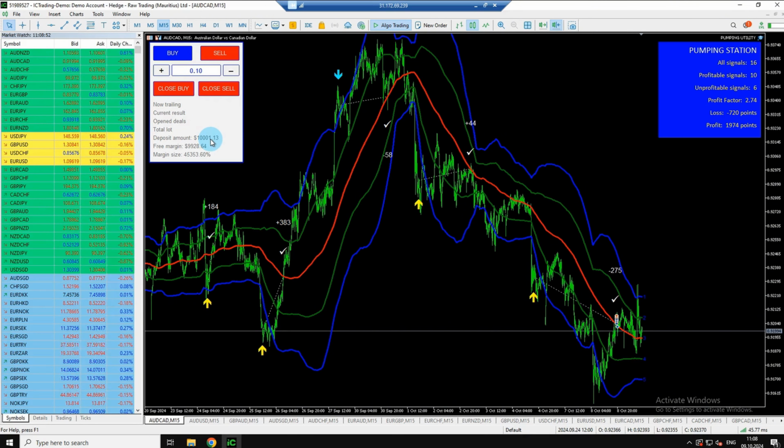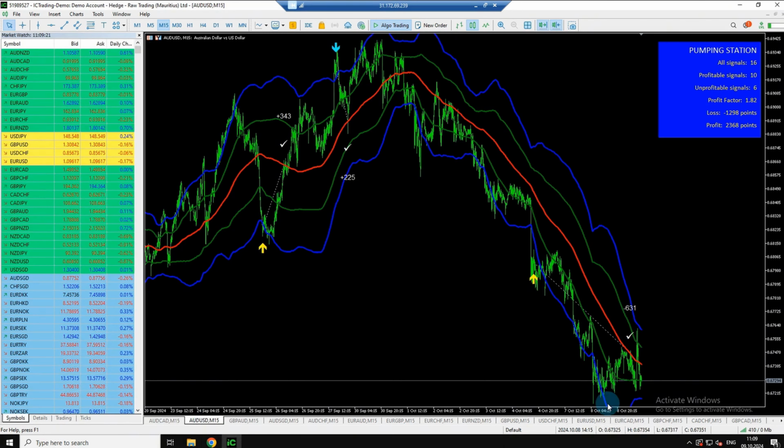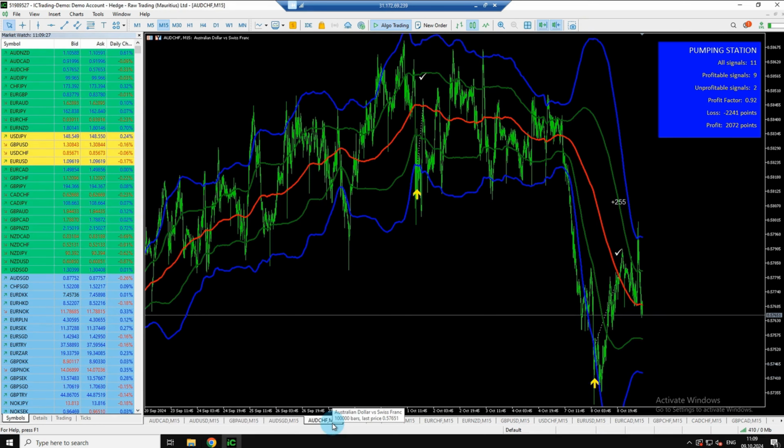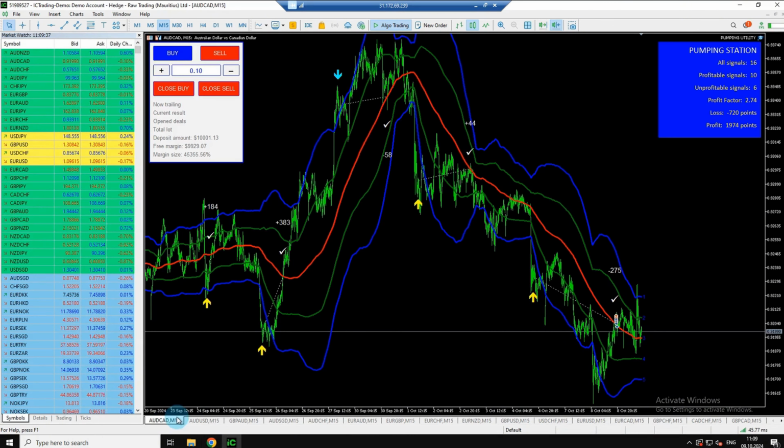As for correlated assets, if you haven't noticed, currency pairs that have the same currency in the first or second position have similar quotes. For example, the Australian dollar against the Canadian dollar. The quotes are similar to the Australian dollar against the US dollar. Take a look. This is the Australian dollar against the Canadian dollar. This is the Australian dollar against the US dollar. This is the Australian dollar against the Singapore dollar. This is the Australian dollar against the Swiss franc.